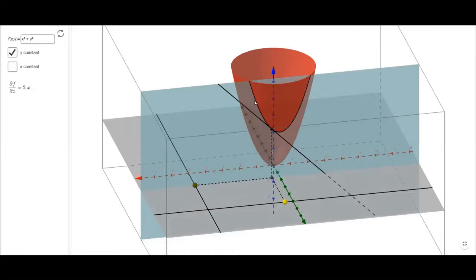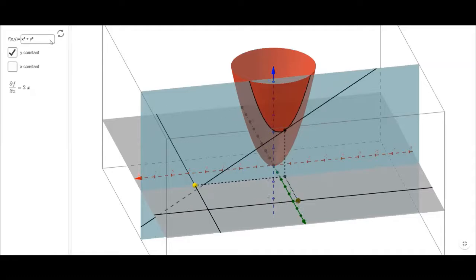Now that parabola is the equation for the partial derivative with respect to x, right? The partial derivative with respect to x of x squared plus y squared is 2x. Now, as we put different values for x in, notice we're still finding the slope of the tangent line, just like we did in Calc 1. The only difference is, since y is being held constant, we're taking one slice out of a three-dimensional object, which gives us a two-dimensional object, and then we're finding the slope of the tangent line along that curve.